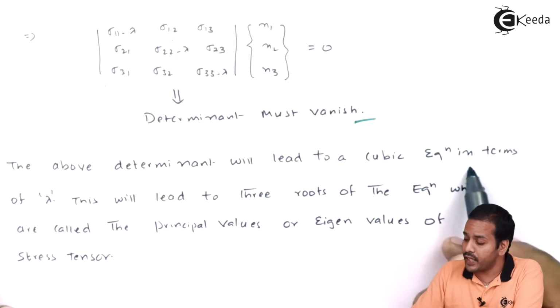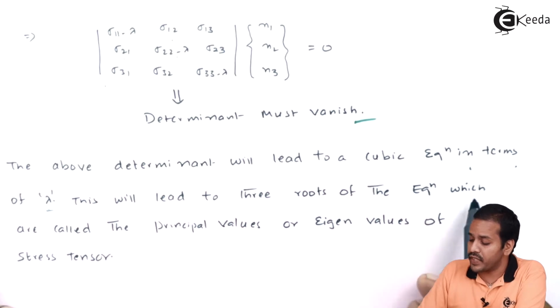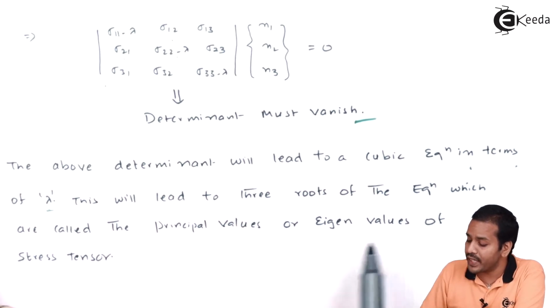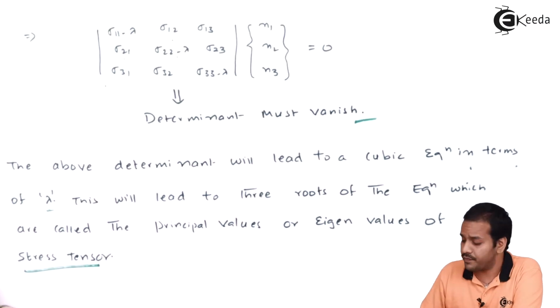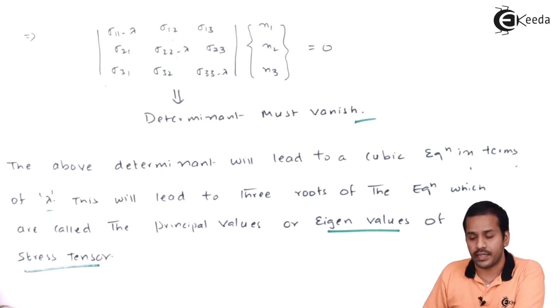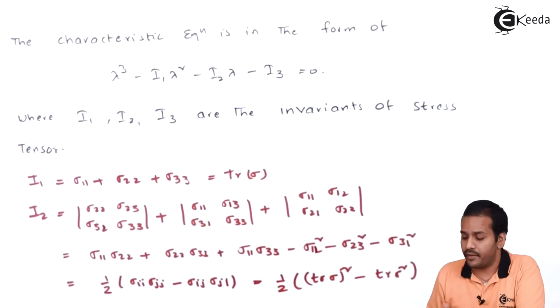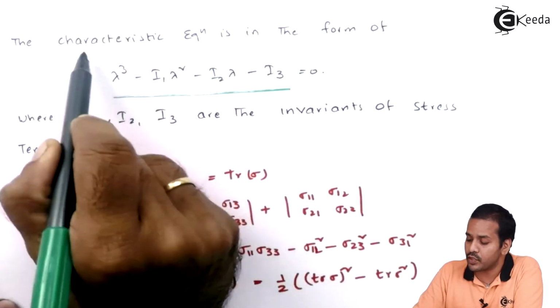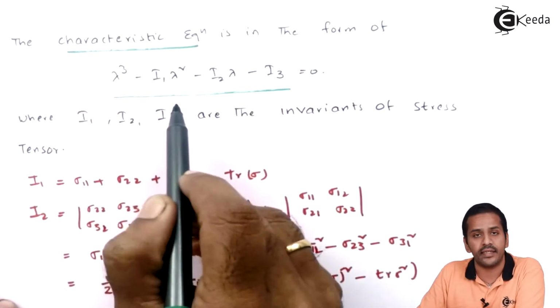The above determinant will lead to a cubic equation in terms of lambda. This will lead to the three roots of the equation, which are called the principal values or the eigenvalues of the stress tensor. That is, these are the max min values. So if you expand the determinant, then you will get a cubic equation which is called the characteristic equation. So that cubic equation appears like this.